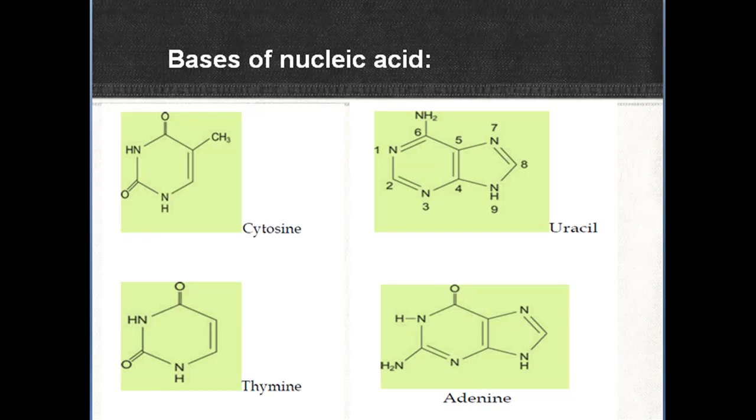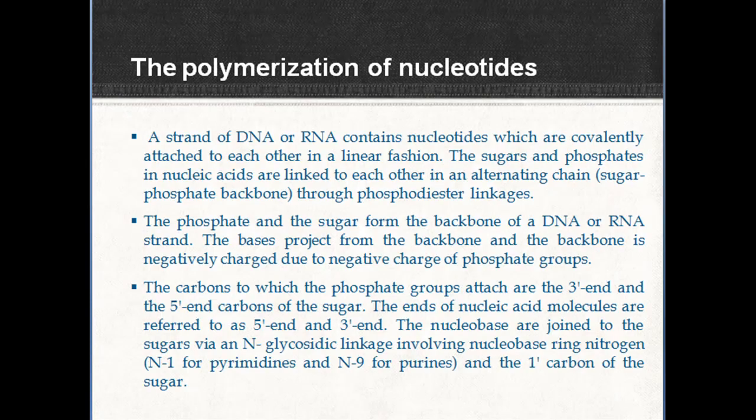The third component of nucleic acid, phosphate. A major requirement of all living things is a suitable source of phosphorus. One of the major uses for phosphorus is as the phosphate ion, which is incorporated in DNA and RNA. So all these three components make nucleotides.